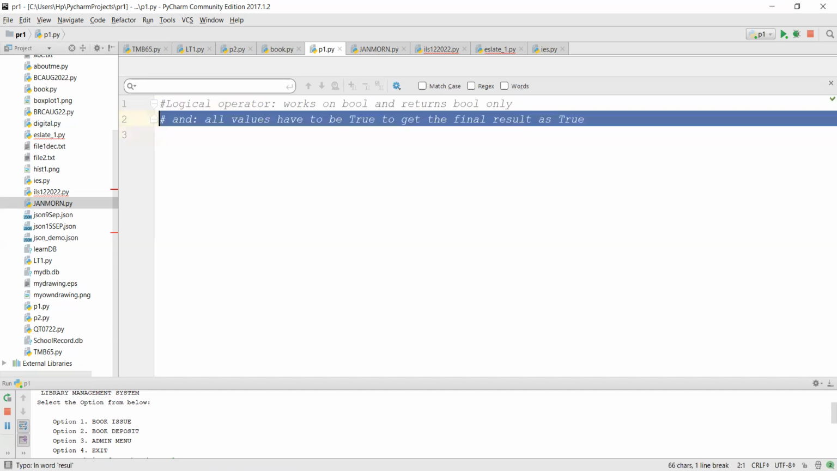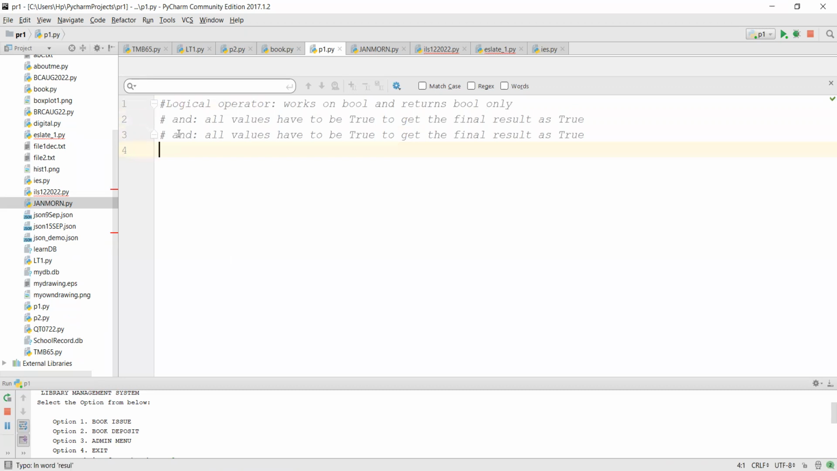And if you talk about OR, any one value. If any one value is true, you get the final result as true. So now between AND and OR, which one should you do first?